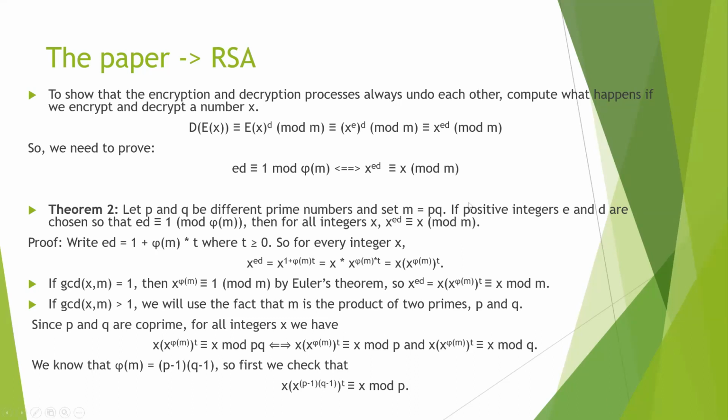And since p and q are prime, for all integers x, if x times x to the power of phi m times t is congruent to x mod p q, it should be congruent to x mod p and x mod q. This you can see. We know that phi m is equal to p minus 1 times q minus 1. So first we check this for x mod p.